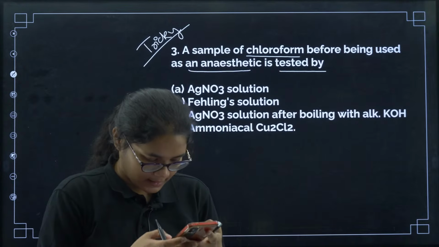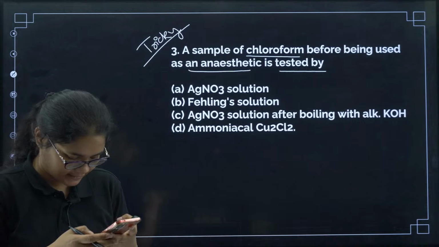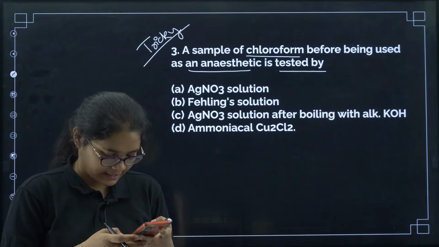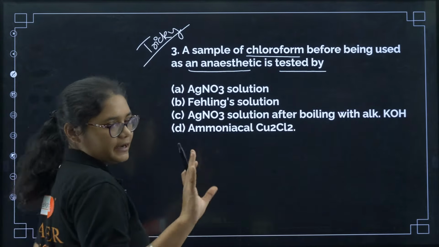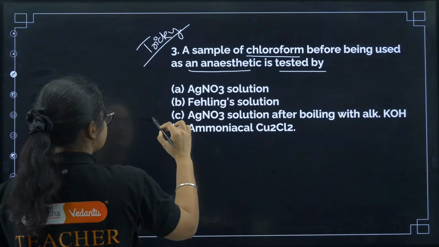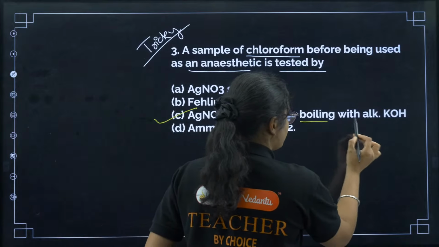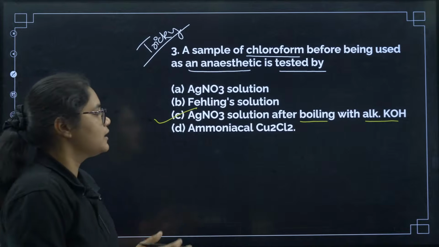Students, please answer with the question number. Let me see who has answered correctly. Shagufta 3A, Manikant D, Madan A. Students, I'll tell you the correct answer. This is something of a higher level. This is option C: AgNO3 solution after boiling with alcoholic KOH. Please note down this question. This can be asked. Now, why is it done?